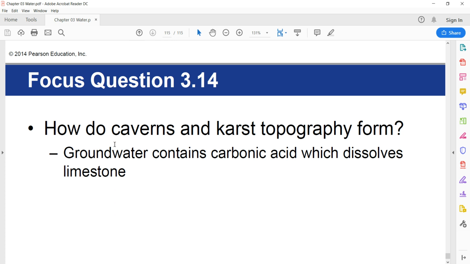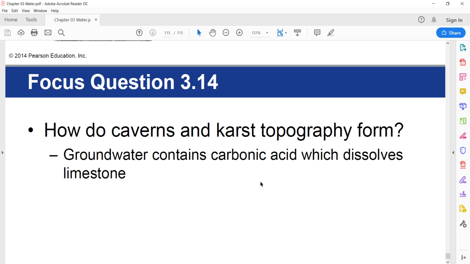How do karst and caverns topography form? Groundwater contains carbonic acid which dissolves limestone. So once again, remember that the karst and cavern features only and only occur in carbonate-based rocks due to dissolution of those carbonate rocks as acidic water flows through them. That's it. That's the end of chapter 3.